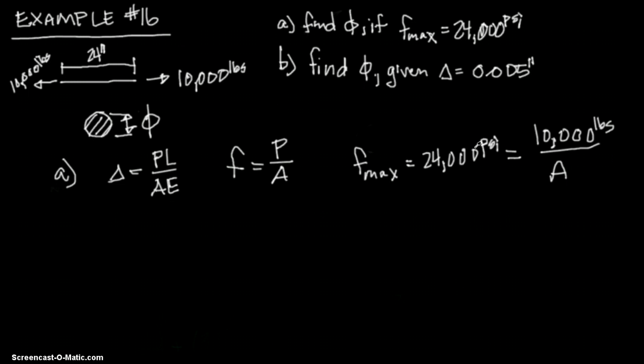So we know we're going to have 10,000 divided by 24,000 equals, so now you know, and I would say A min, the minimum A you need to have equals 0.4167 inches squared.